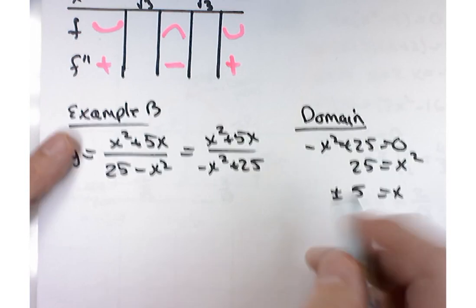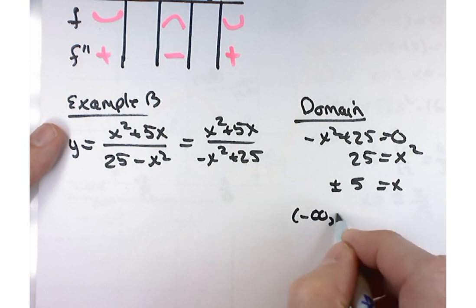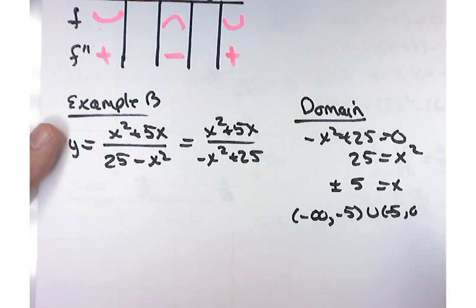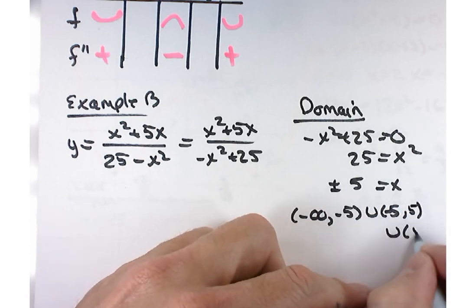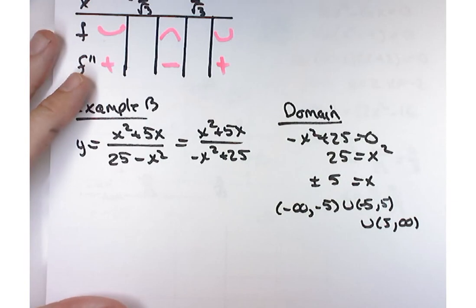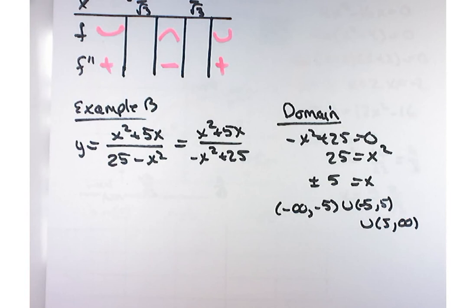So your domain is, well, one way to write it would be negative infinity to negative 5, union negative 5 to 5, and then from 5 to infinity. That'd be one way to write it. But there's something else important and special about this graph here. Does anyone know what's special? It's going to happen at 5 and negative 5. It's your vertical asymptote. Yeah, you can have a vertical asymptote.